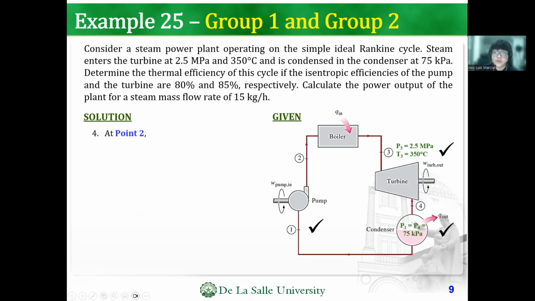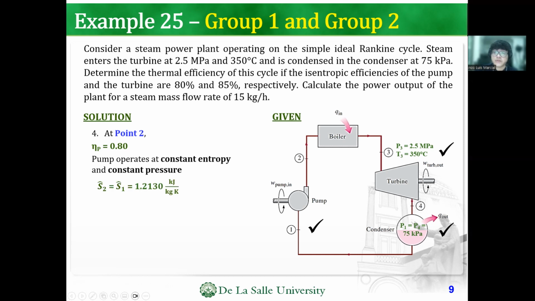Now, at point 2, what is given is that the isentropic efficiency of the pump is 80%. Since point 2 is from a pump to a boiler, we can say that this process is an isobaric heating process, and it is a compressed liquid. We assume that the process is isentropic, where the entropy of point 1 equals the entropy of point 2. It is also isobaric to point 3, so the pressure is the same, which is 2.5 megapascals.